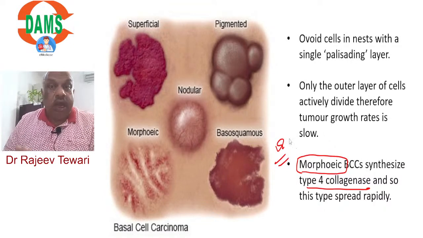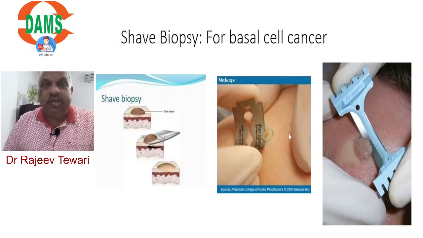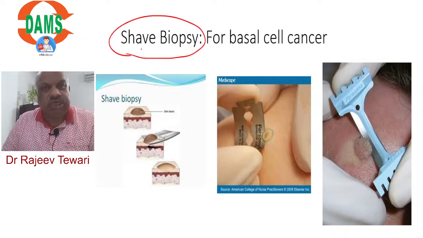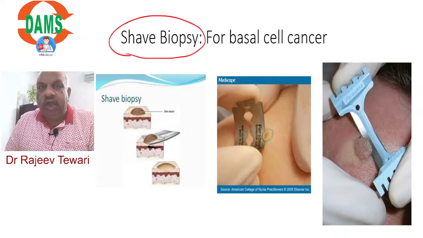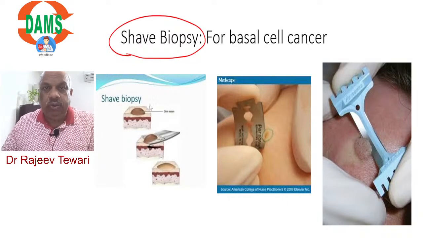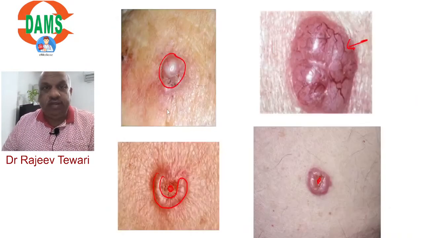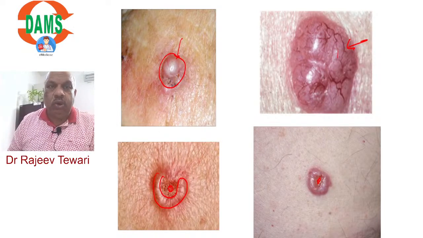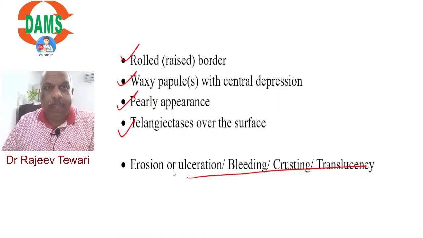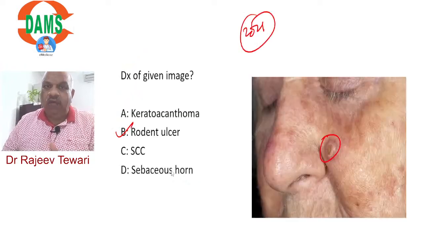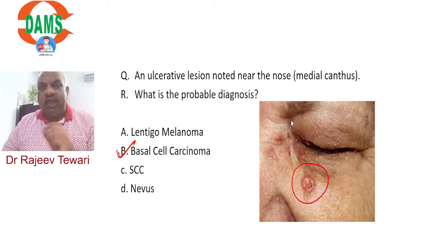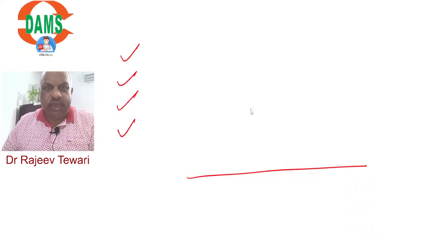Morpheaform variety. Another question, what biopsy do you take in basal cell cancer? Shave biopsy. Not incisional, not excisional, shave biopsy. So these are the questions they ask in basal cell cancer. Shave biopsy you do. Morpheaform is most aggressive. The features are pearly white, translucent, telangiectasias, rolled over border, central depression. And of course, an image of a rodent ulcer or basal cell cancer near the medial canthus of the eye. This is a classical basal cell cancer image.